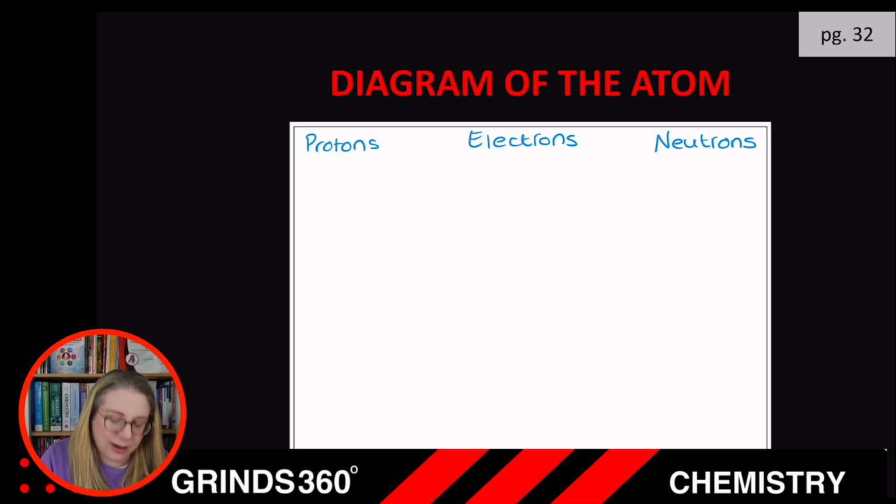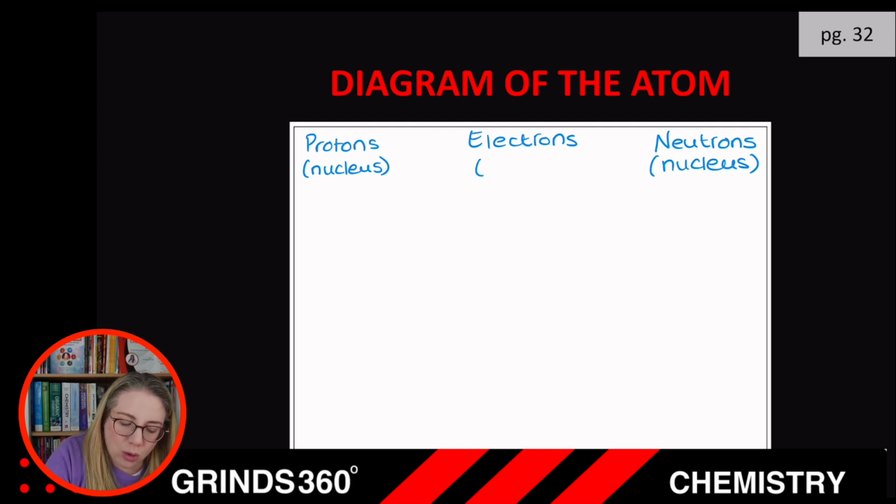Now, where they are is actually very important. Protons will be found in the nucleus. This is the very middle part of the atom, and so will neutrons. Remember, neutrons are in the nucleus as well. Now, electrons are a little bit different. These are found in the orbits or the shells, and they move around the nucleus. They're not found in the nucleus at all.